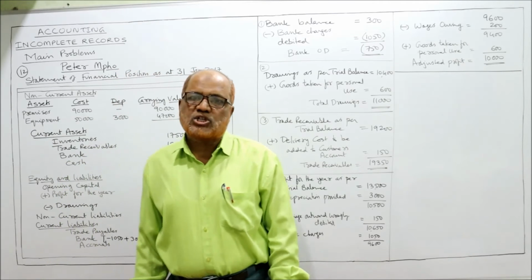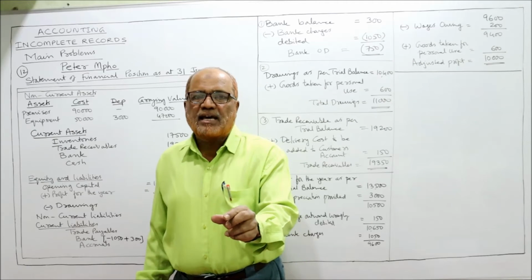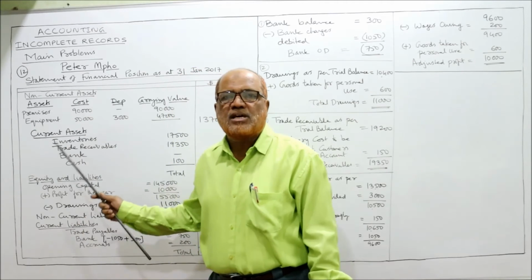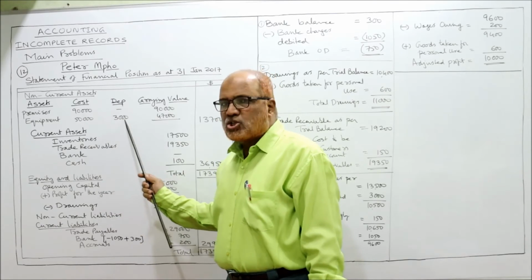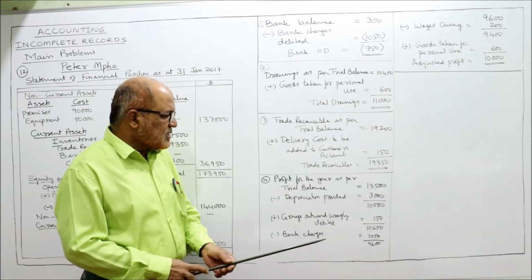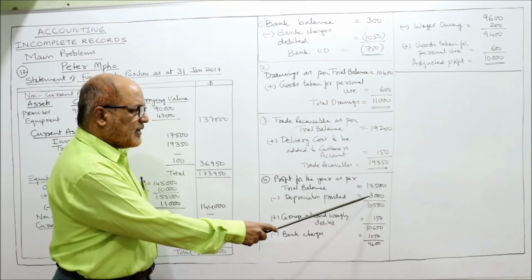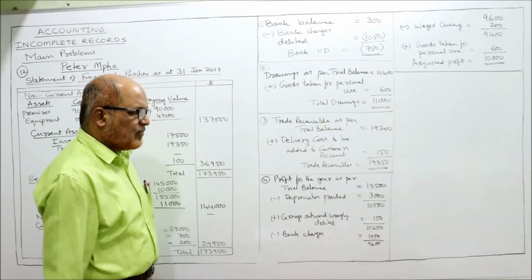First of all, depreciation. The adjustment is saying that 3,000 rupees is the depreciation on equipment. So this depreciation is deducted. Depreciation provided 3,000. Deduct 3,000, 10,500.